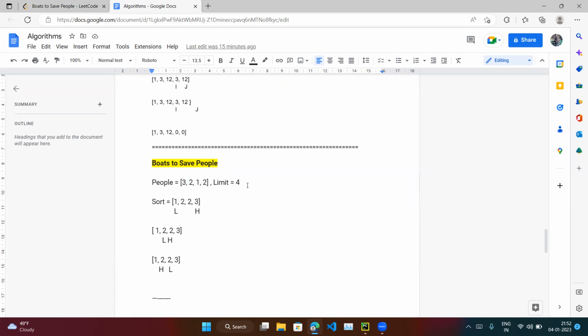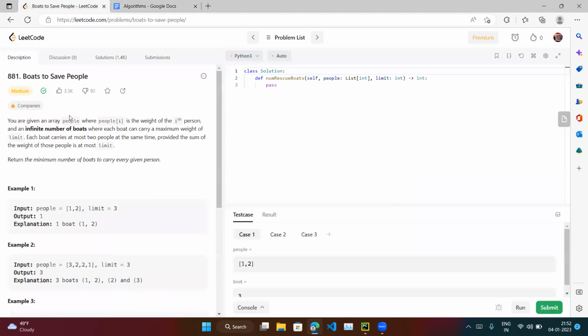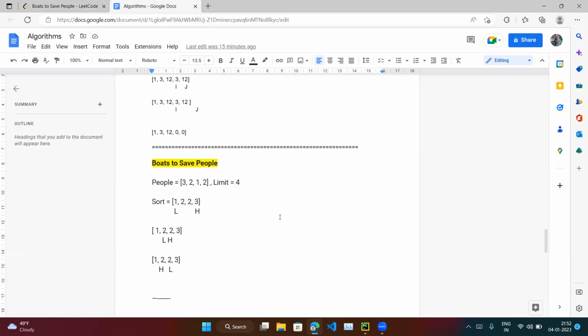And we have the limit of 4. Limit of 4 means one boat can carry a maximum of 4 kg. So how many boats do we need? And we know one boat can carry a maximum of two people at a time, because it is mentioned in the question. So how many boats do we need, right? So one boat can carry two people.